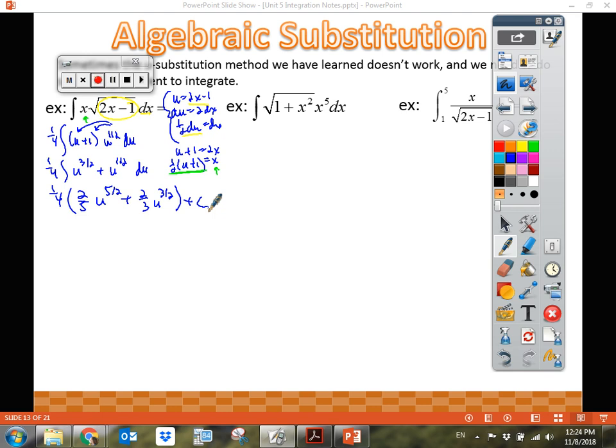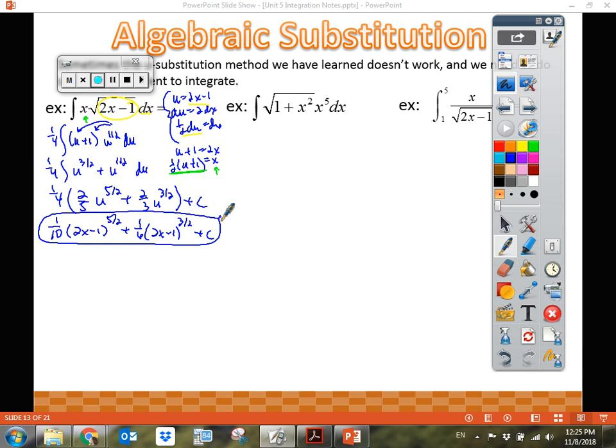All right, so I'm going to actually do two things at once. I'm going to distribute this 1/4, and I'm going to put the u back in all at the same time. Hopefully that's not too troubling. So I'm going to do that all in one step and get 1/10 times my u, which is 2x minus 1, to the 5/2 plus 1/6 times 2x minus 1 to the 3/2 plus c. And that is our very first algebraic substitution. How's that? Okay.